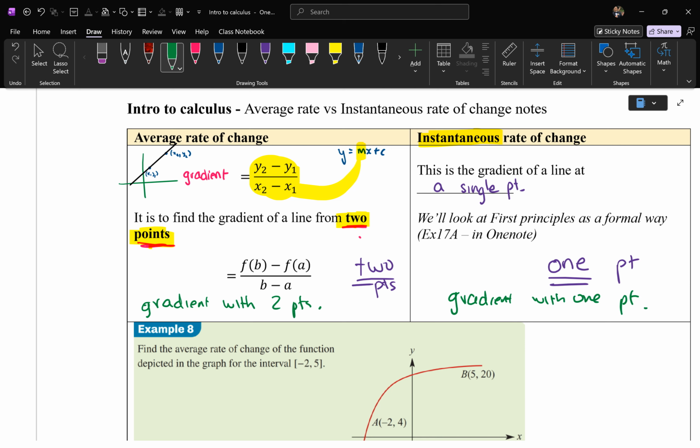In a nutshell, if you had to take what I just described, what's instantaneous? Just finding the gradient with 1 point. The other one is gradient with 2 points. Yep.